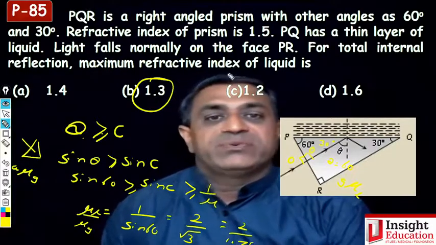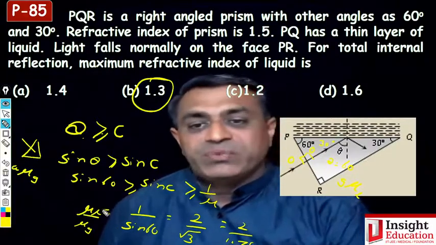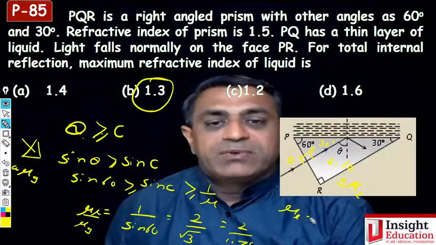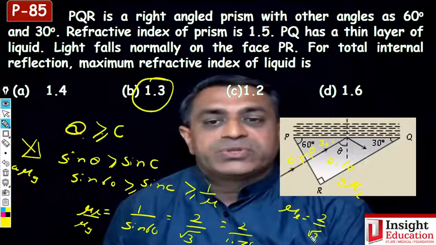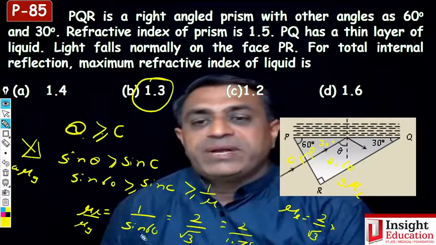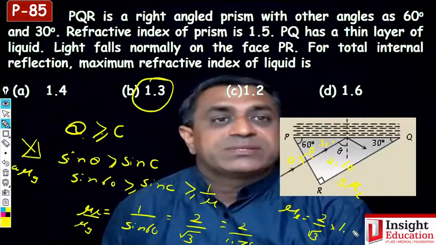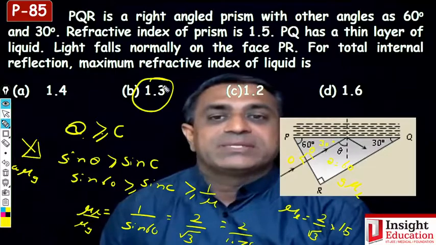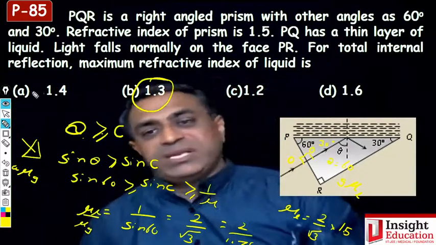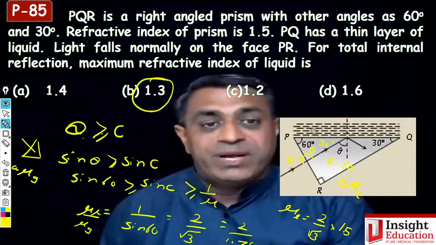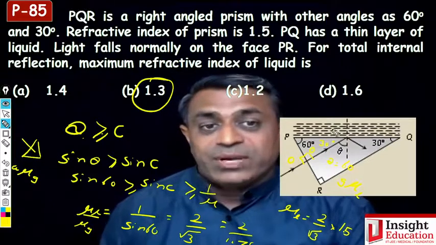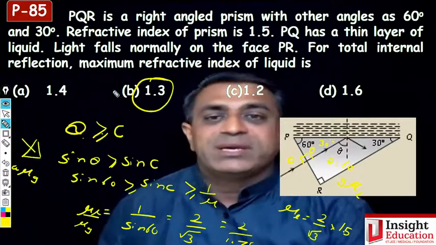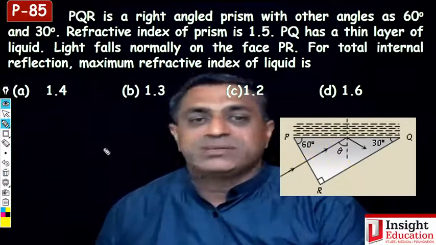So find the refractive index of the liquid. mu L is equal to 2 upon root 3 into the refractive index of glass. The refractive index of glass is given, that is 1.5. So now you will get the exact answer, 1.3. Whenever you find the liquid's index, take care, otherwise you will always make a mistake. So mu L by mu G, you will get the answer 1.3.